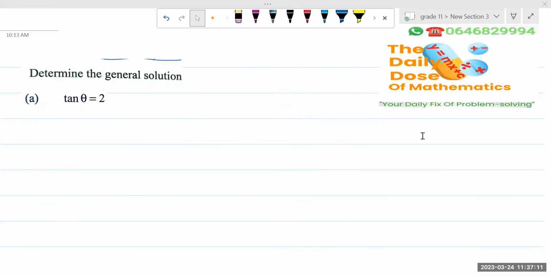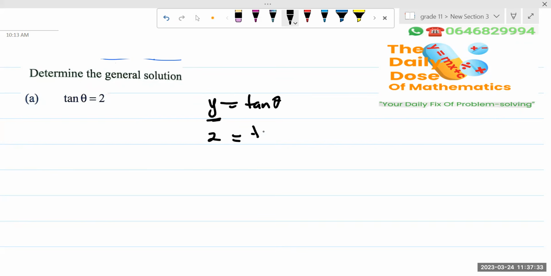So here's what we're saying here. If they gave us the following question and then they say determine the general solution, they want all the solutions whereby tan of theta is equal to 2. In other words, if we write this in function form, y is equal to the tan of theta. Now, where we see y, we put 2.